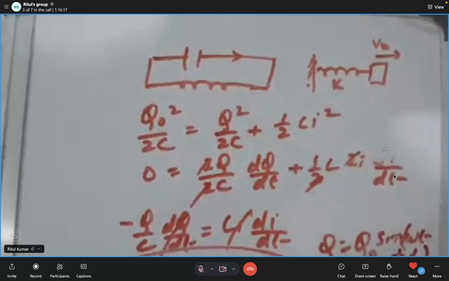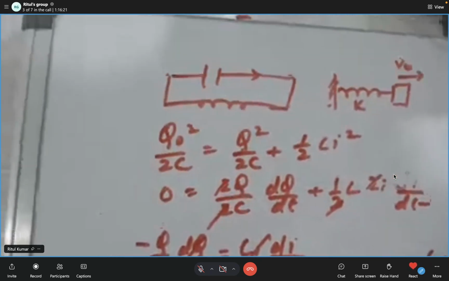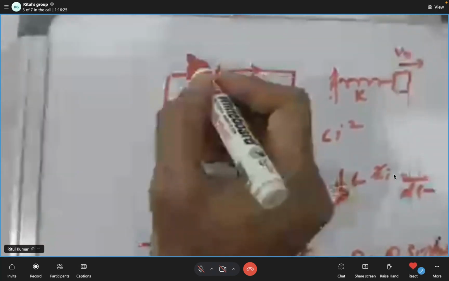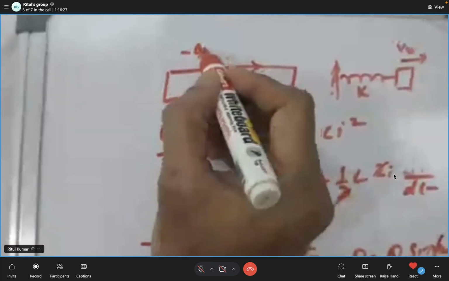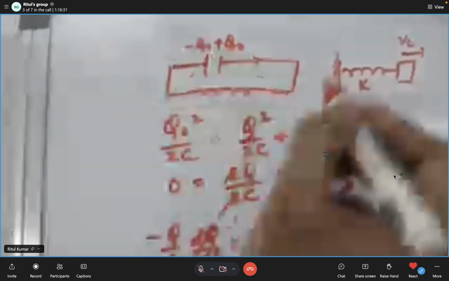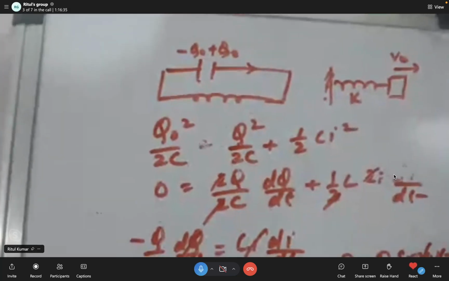Yes. And when charge is 0, current direction doesn't change. Current maintains direction. So when will the direction change? When from plus Q naught, it went to minus Q naught, and this has taken a value plus Q naught. Then direction of current will change, right?